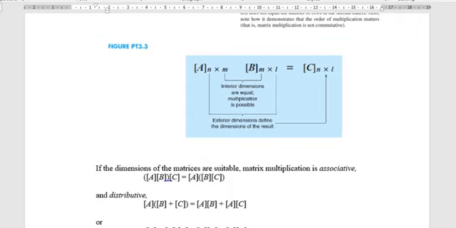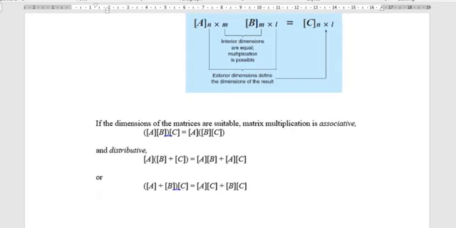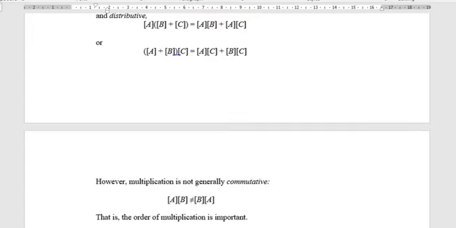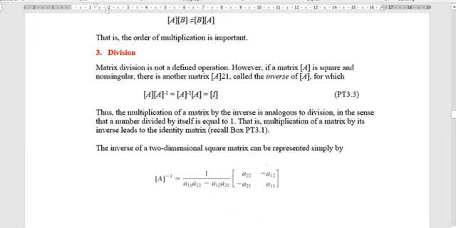So in this figure, figure PT 3.3, if the dimensions of the matrices are suitable, matrix multiplication is associative and distributive: matrix A times the sum of matrix B plus matrix C is equal to the product of matrices A and B plus the product of matrices A and C, or the other way around. However, multiplication is not generally commutative, that is, the order of multiplication is important. As for division, matrix division is not a defined operation.